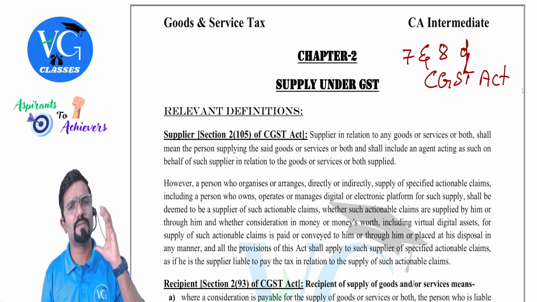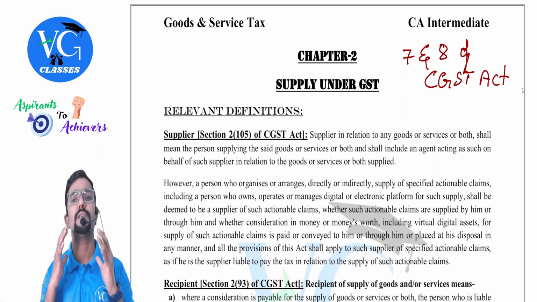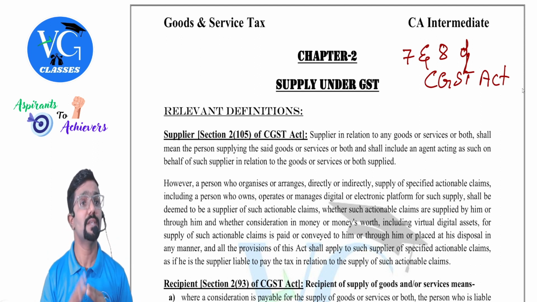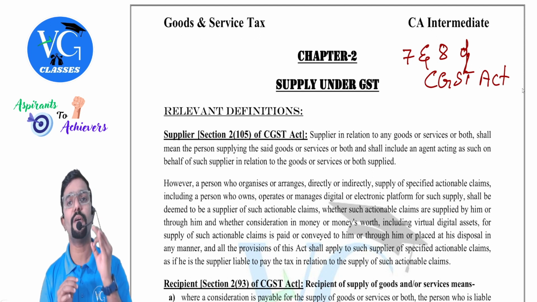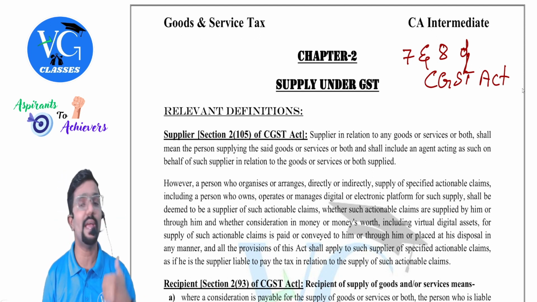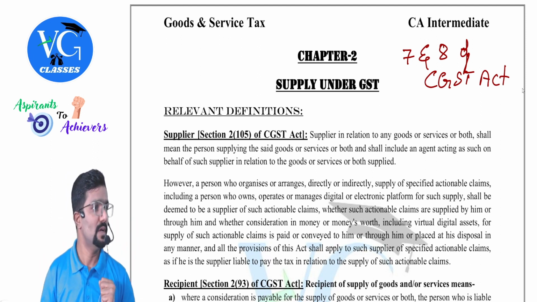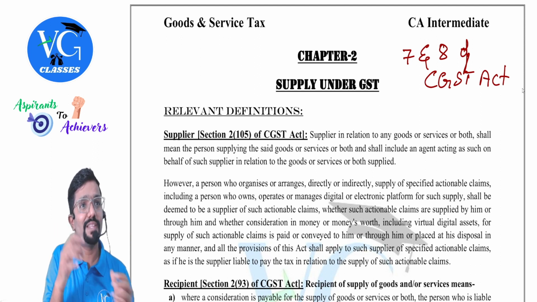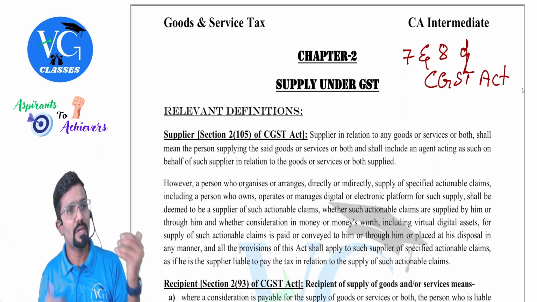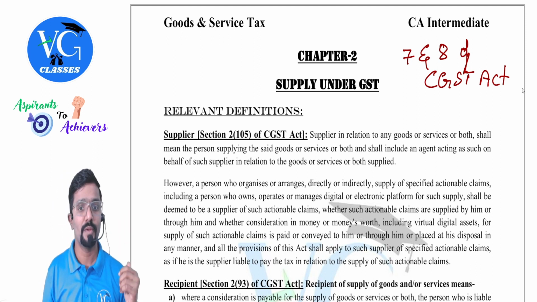Especially section 7 is very important, which talks about supply. Why so? Because the taxable event under GST is supply. So it is very important for us to understand that to levy GST, there should be a supply. Supply of what? Goods or services. Supply is a small term, but they have covered a lot of things under that. So we need to understand everything bit by bit. Please be very attentive.